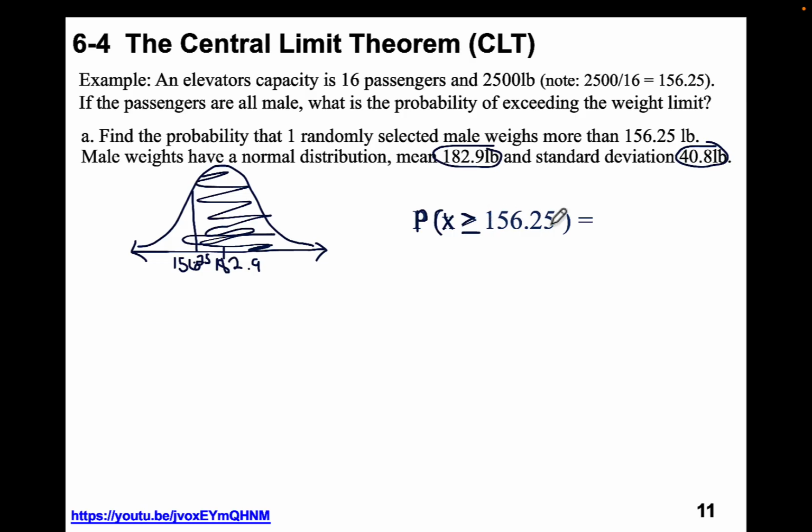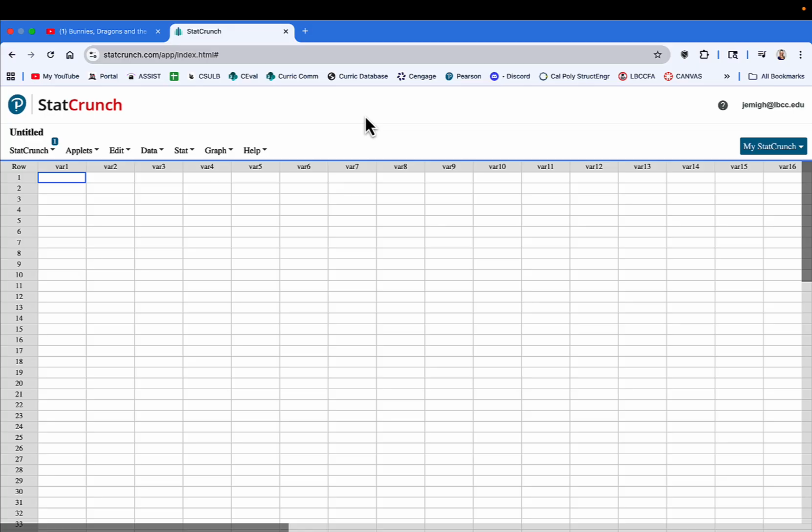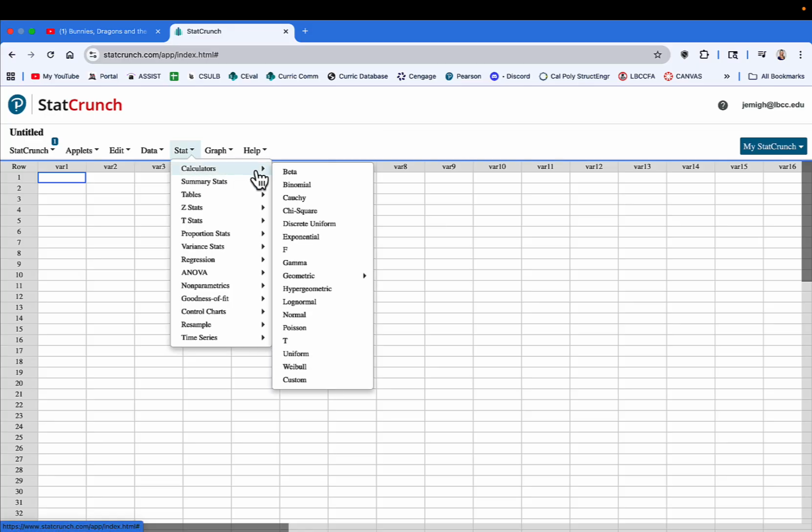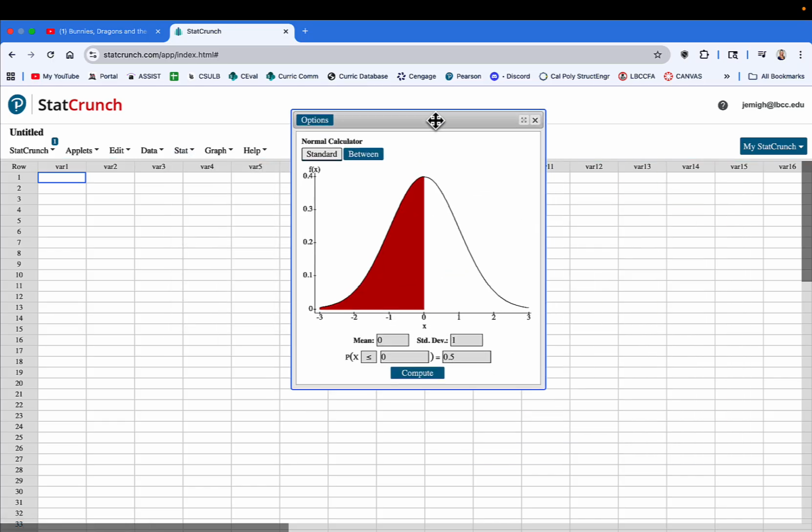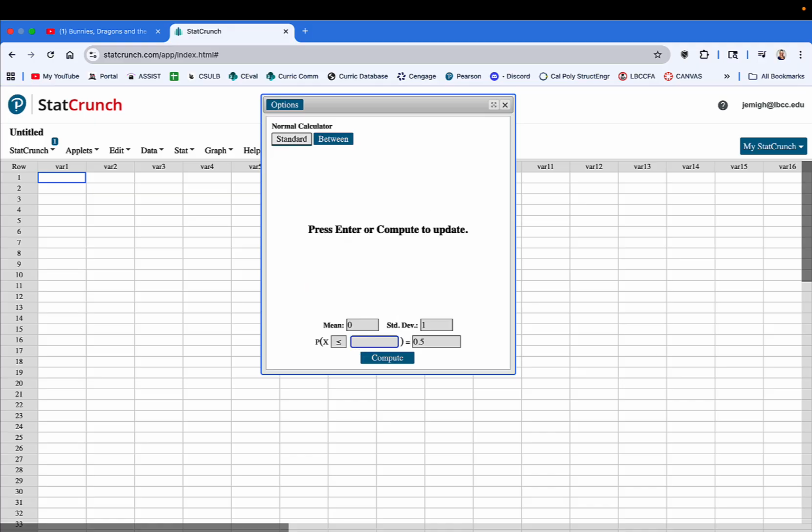Okay, here we are in StatCrunch. Stat calculators, let's find that normal calculator. My advice is to clear everything out. Mean weight was 182.9, I believe. Standard deviation was 40.8. And we were being asked the probability that one randomly selected male weighs more than 156.25.